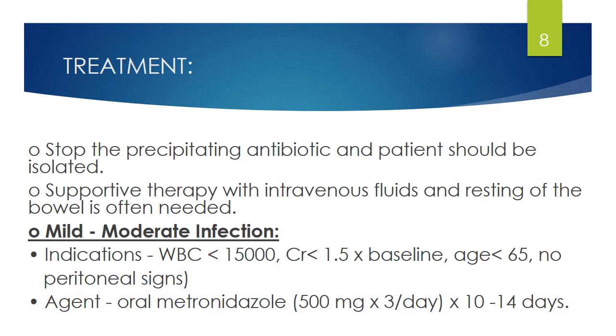What are the indications of mild to moderate infection? The white blood cell count of the patient will be less than 15,000. Creatinine level will be less than 1.5 times baseline, the age is less than 65 years, and there is no sign of peritoneal irritation.